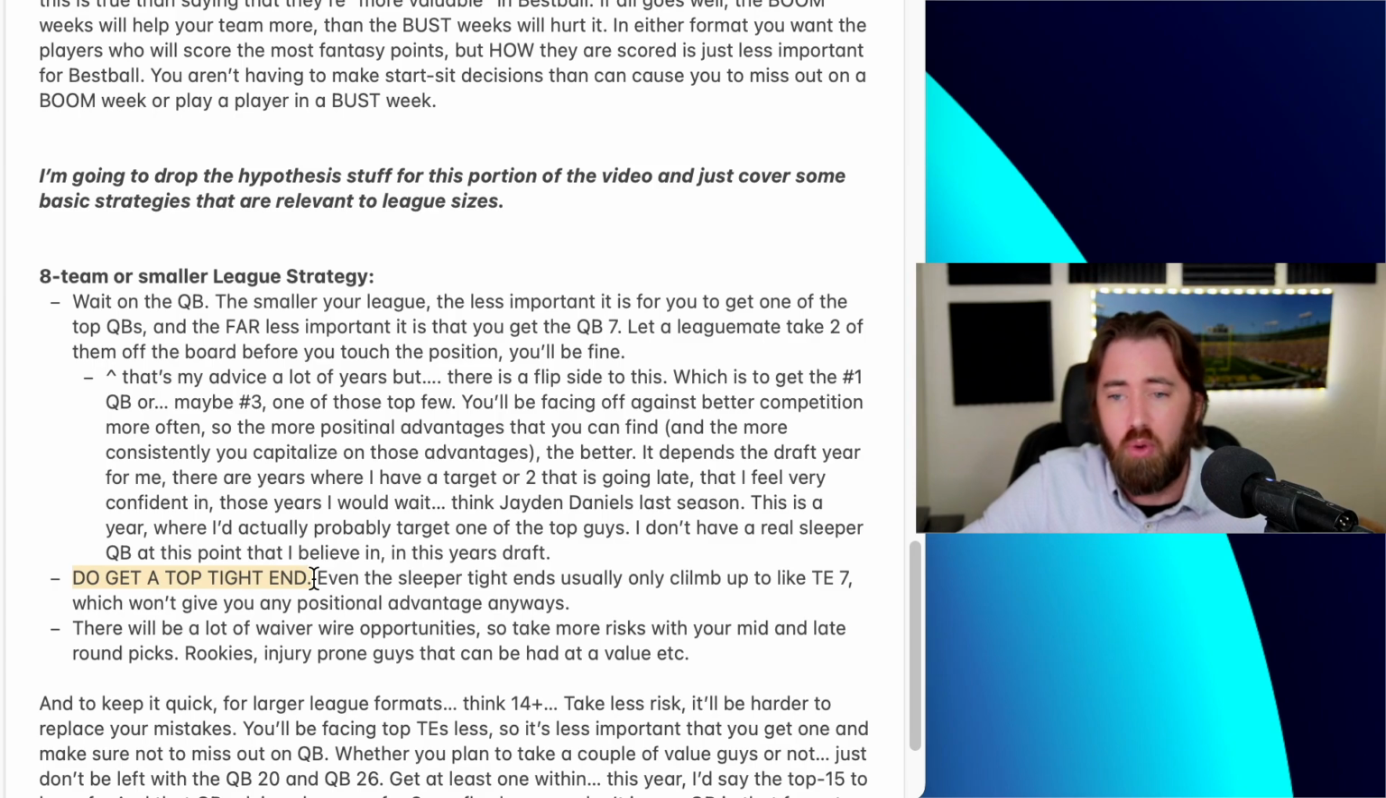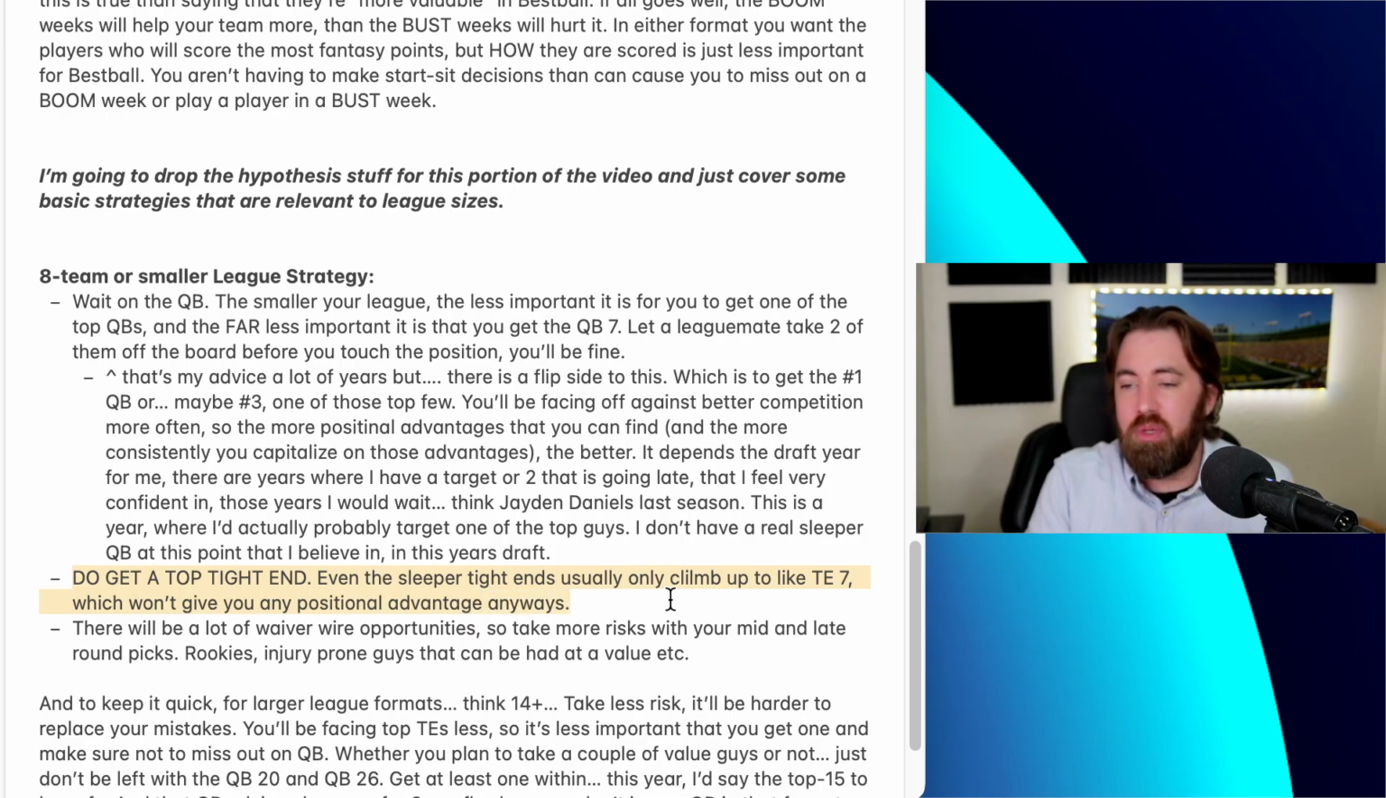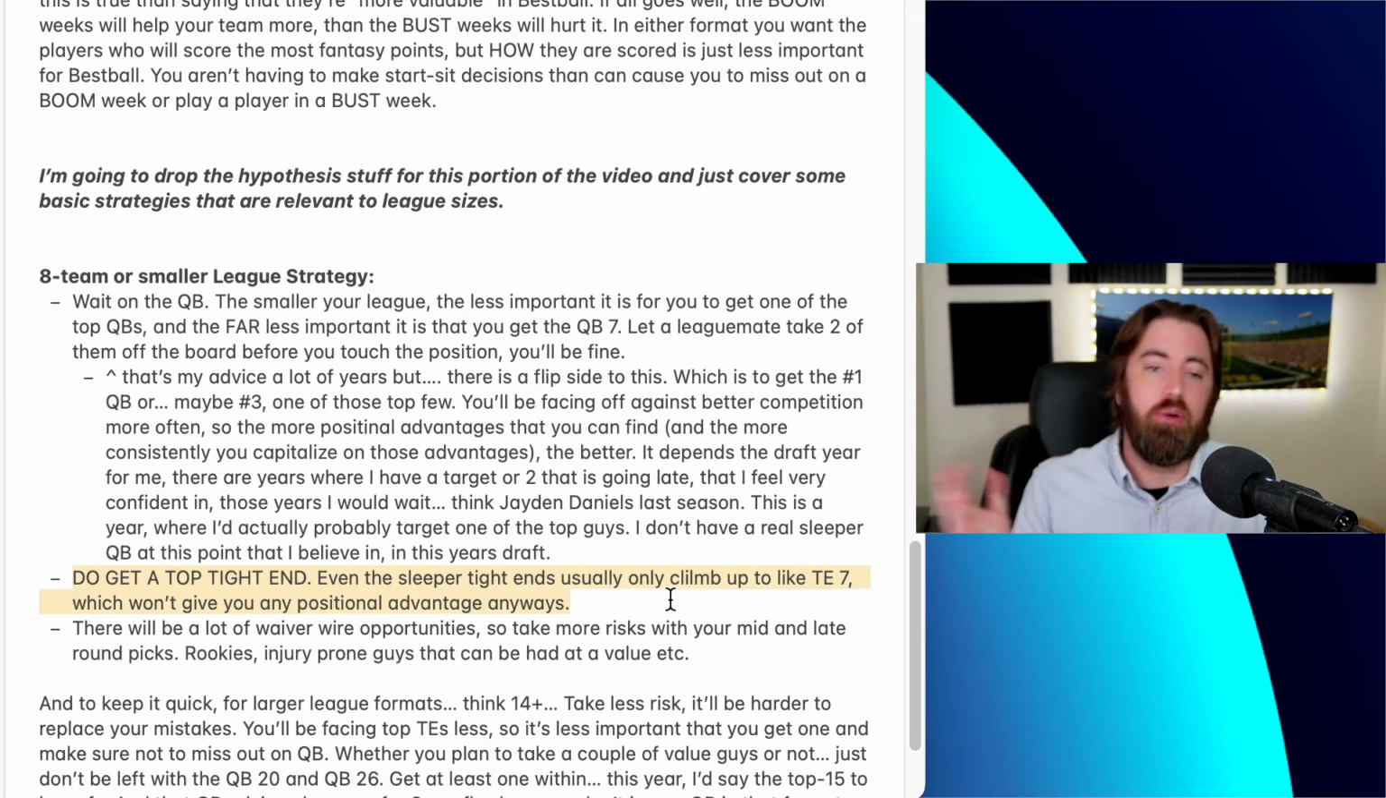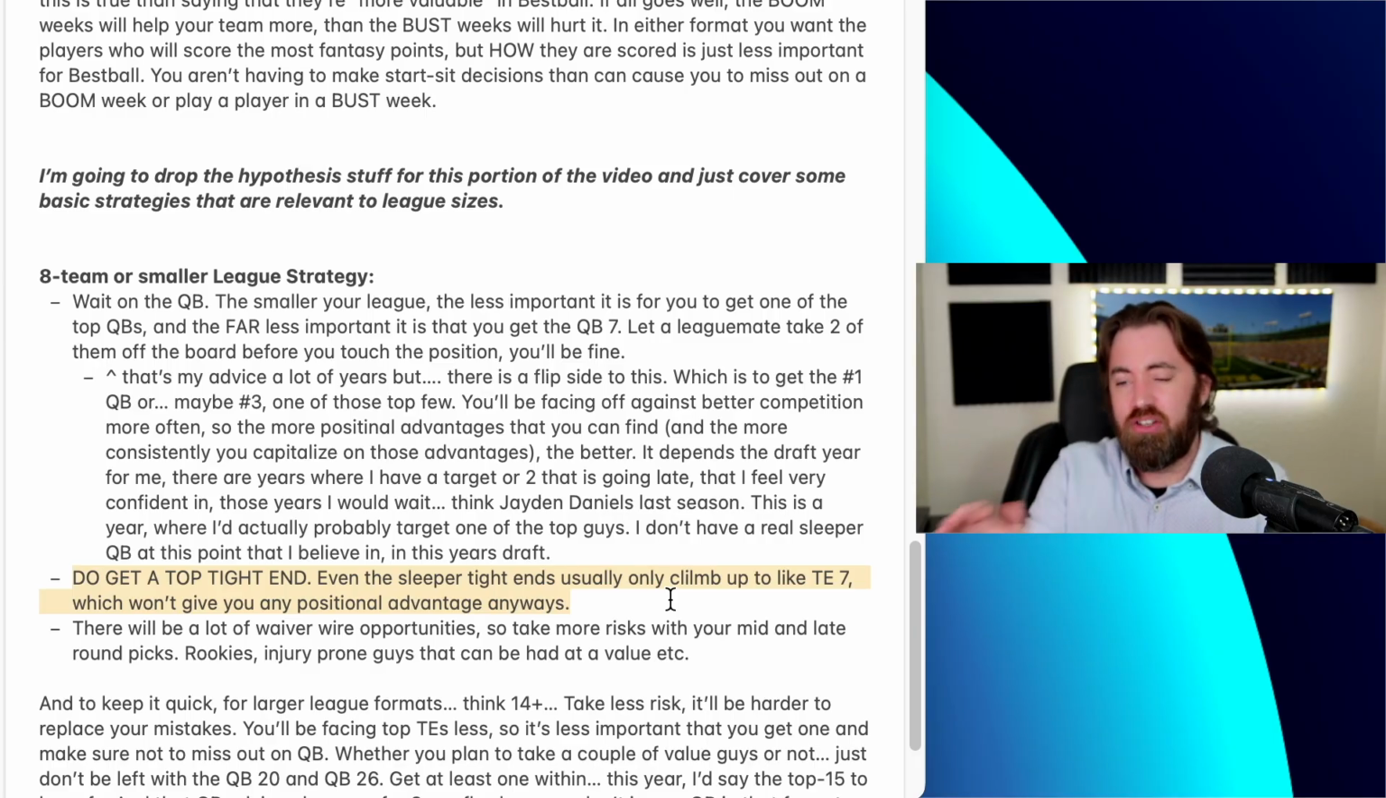Another thing here for small 8-team or smaller league format strategy, the smaller the league, the more this is important. Do get a top tight end. Even the sleeper tight ends usually only climb to tight end 7, which does not give you any kind of positional advantage. The ambiguity between the tight end 7 and the tight end 18 is even greater than the ambiguity between the quarterback 7, and I would actually say more like 15-ish most seasons.